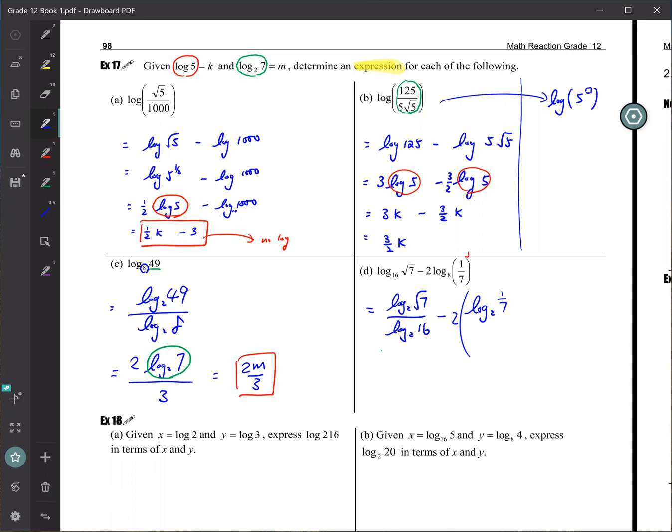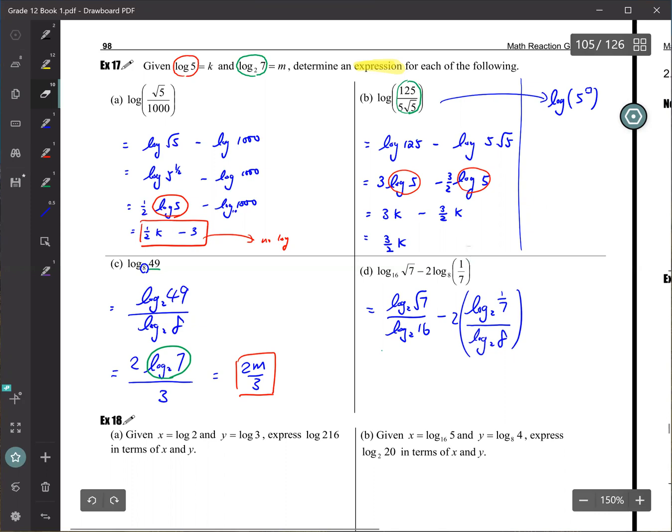Okay. So then it's log 2 of 1 over 7 over log 2 of 8. Okay, very good. So either way, you could put the 2 as a square. I would prefer to leave it at the front, so you don't have exponents. All right, so after that, keep going. Let me know, raise your hand if you finish the whole thing.